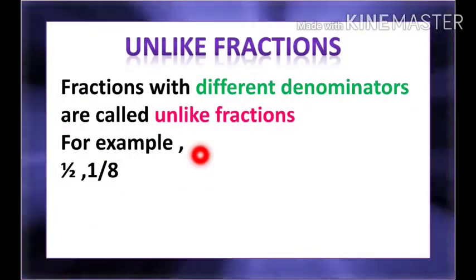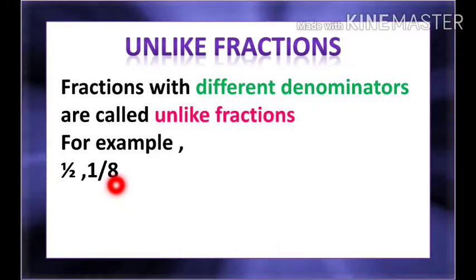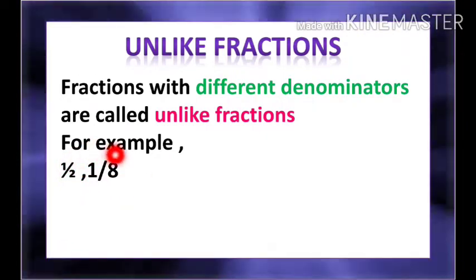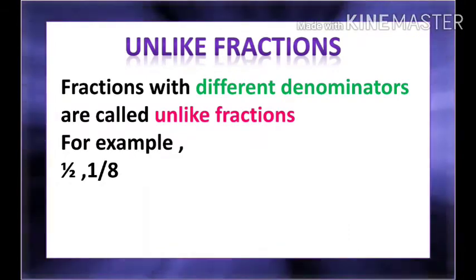Unlike fractions. Fractions with different denominators are called unlike fractions. Here the denominators are not the same. The first fraction's denominator is 2 and the second fraction's denominator is 8. Here the denominators are not the same, so it is called unlike fractions.